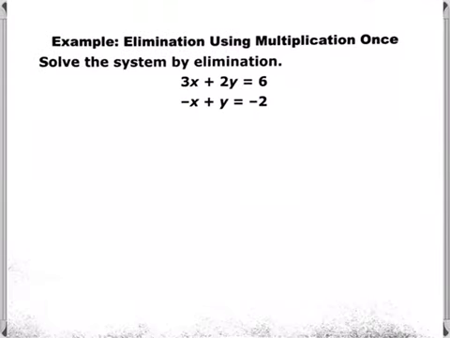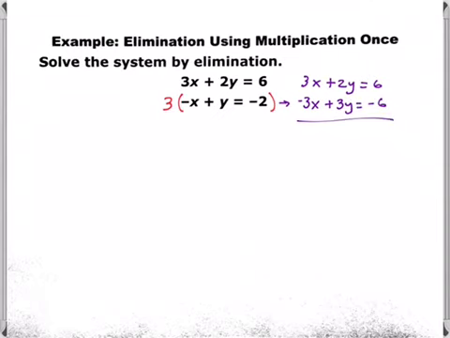The same situation occurs in the second example. None of my variables match up, none of them have matching coefficients, but the x values are opposites, meaning one's positive, one's negative. So for this problem, if I multiply the entire second equation by 3, I should be able to cancel out my x's again. All right, so let's keep in mind that the first equation stays the same, but my second equation is going to change here. It's going to become negative 3x plus 3y equals negative 6.